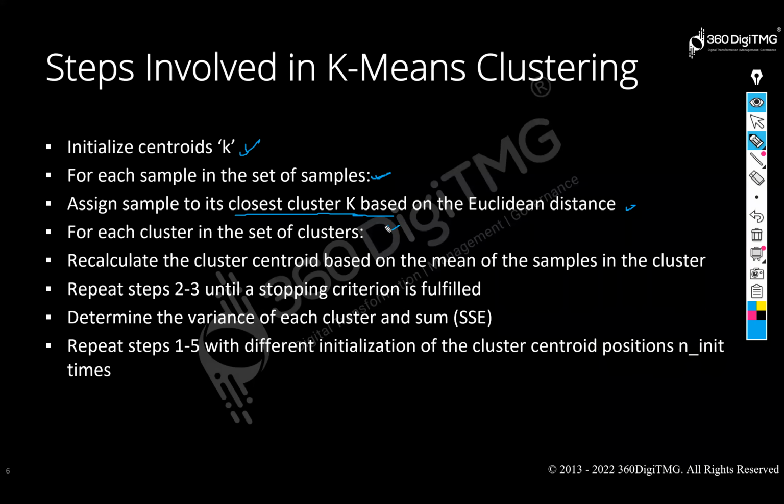For each cluster in the set of clusters, recalculate the cluster centroid based on the mean of the samples in the clusters. Repeat steps 2 and 3 until a stopping criterion is fulfilled. Determine the variance of each cluster and sum. Repeat steps 1 to 5 with different initialization of the cluster centroid positions n times.